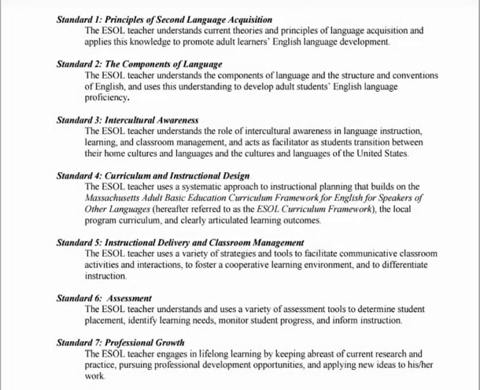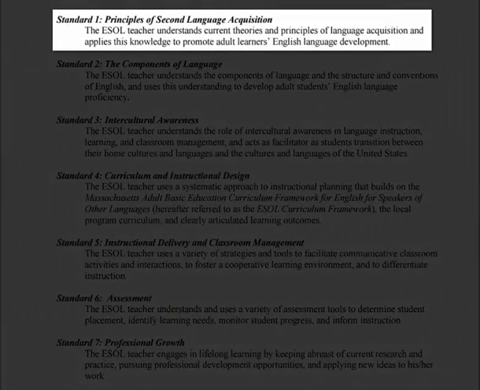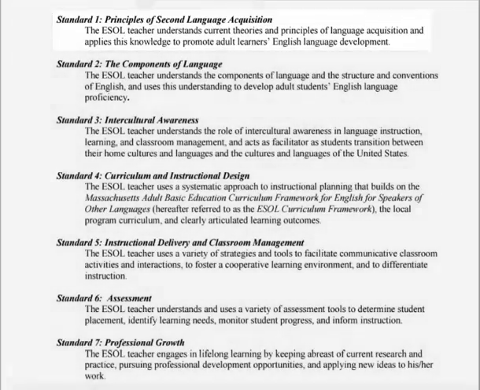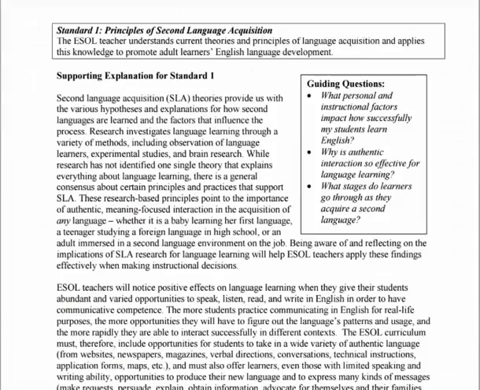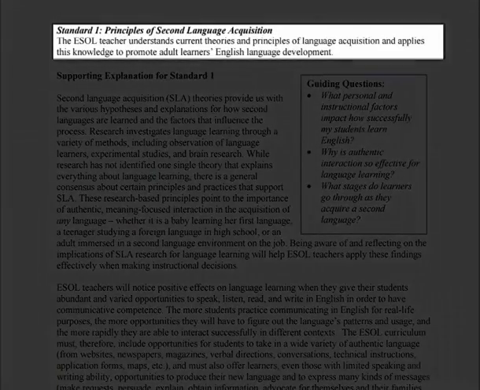Now I'll show you the other components of the professional standards and how it's organized. Please have your printout of the standards document available to refer to as I point out different sections during this video tour. Look at the Principles of Second Language Acquisition sample, pages 8 to 14, taken from the document. The first thing you'll see is the standard statement, what an ESOL teacher knows and does.